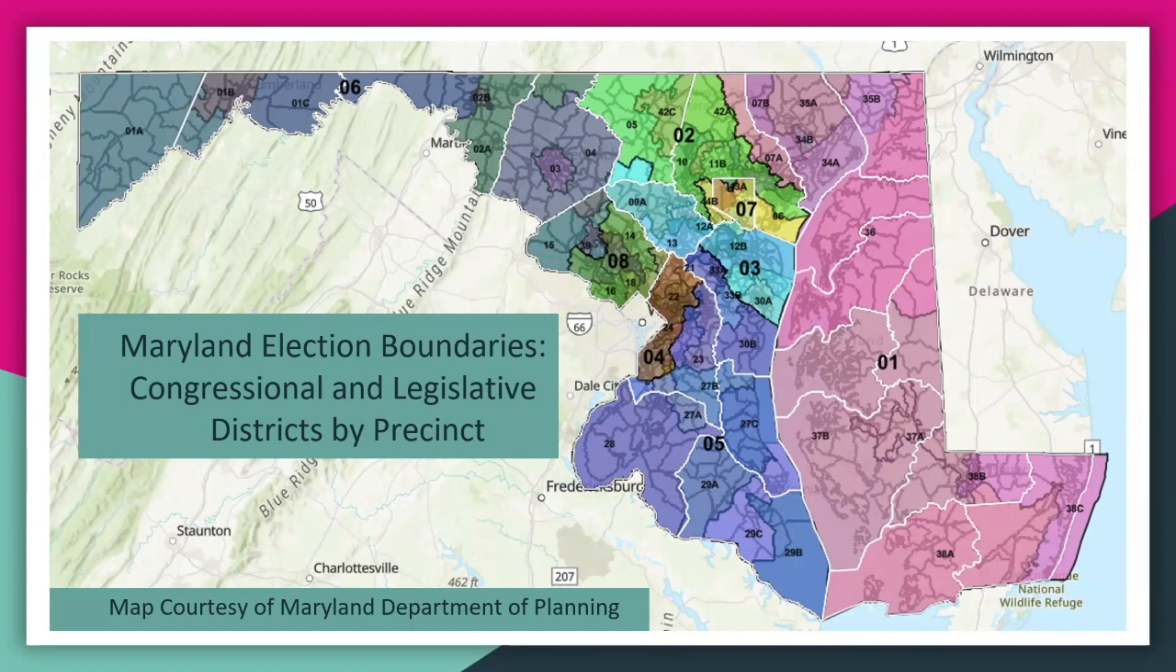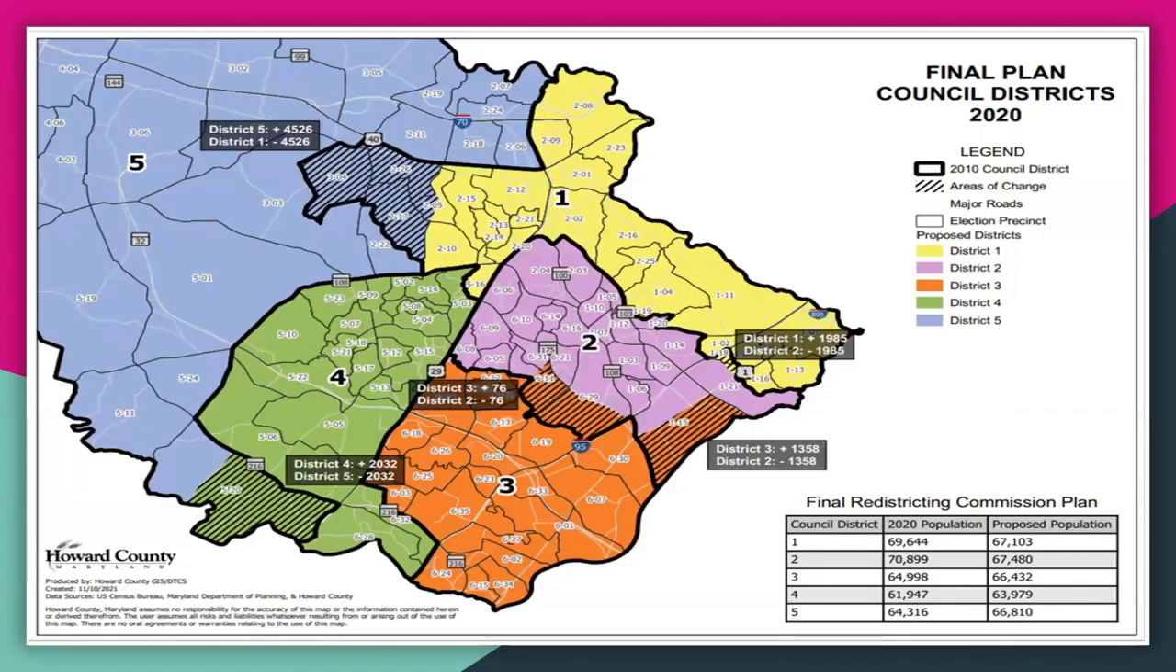Every 10 years after each U.S. Census, the governor prepares a plan that sets out the boundaries for these districts. This is a crucial step as it determines how the state's political power is distributed. Here's an example of the redistricting plan for Howard County following the 2020 census. Polling places are denoted by the hyphenated numbers. As the districts change, the voting precincts may also change.